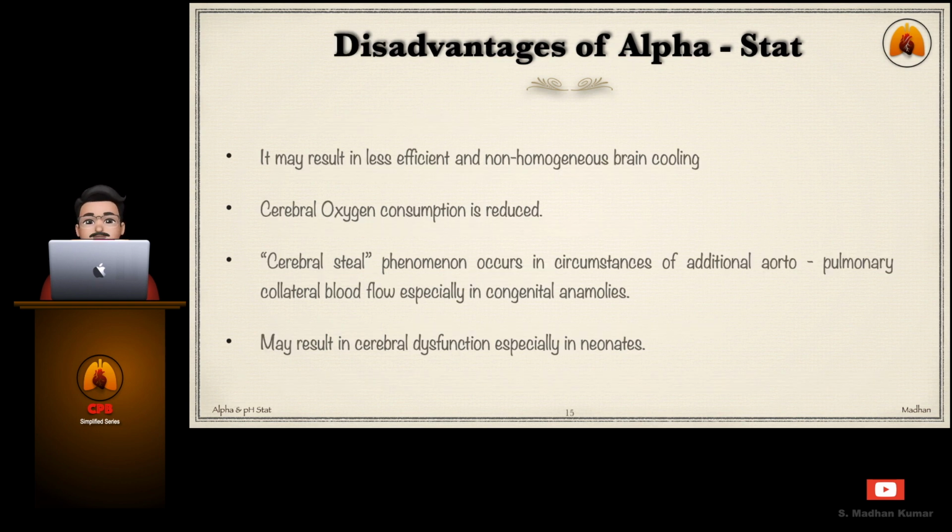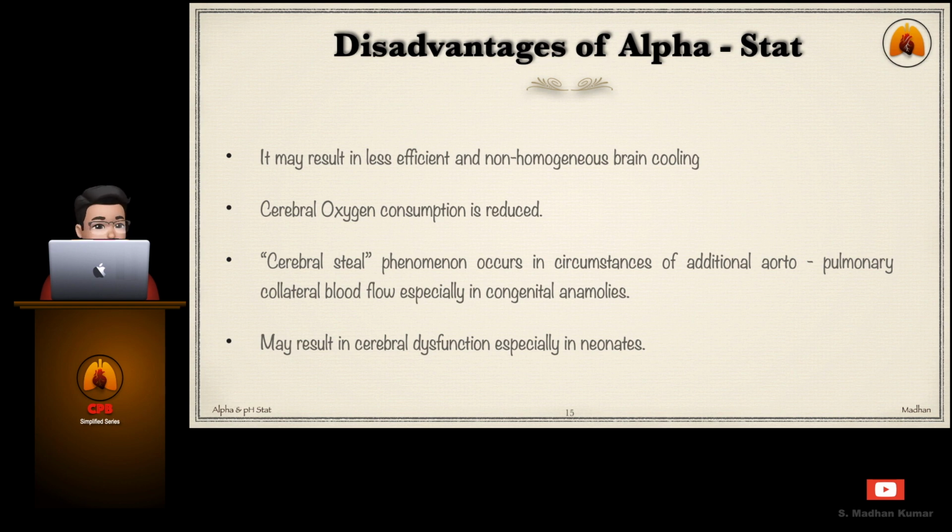The disadvantages of alpha stat are because of cerebral vasoconstriction due to the low pCO2 during hypothermia, cerebral cooling is less efficient and non-homogeneous. The cerebral oxygen consumption is reduced.